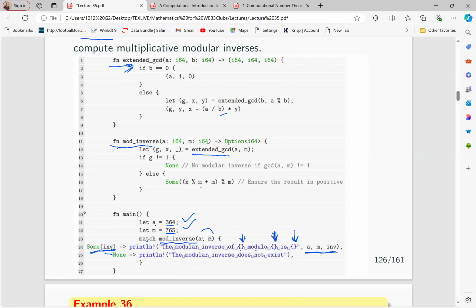Now, we have said that if a is not relatively prime to m, then there will be no inverse. So in that case, none, where there is no inverse, it will print the modular inverse does not exist.